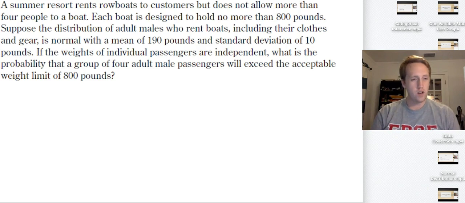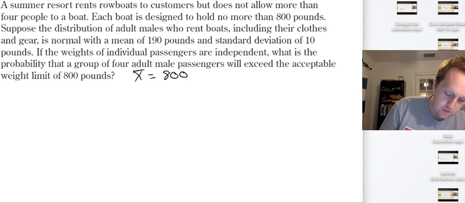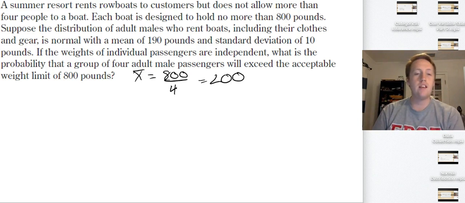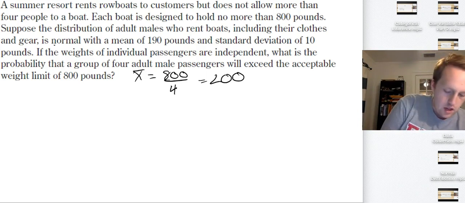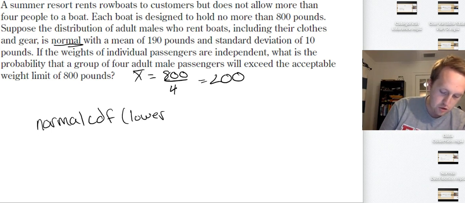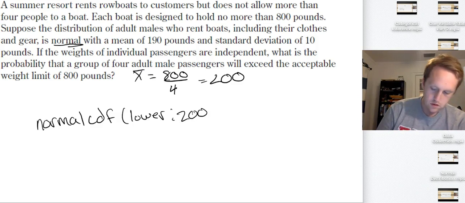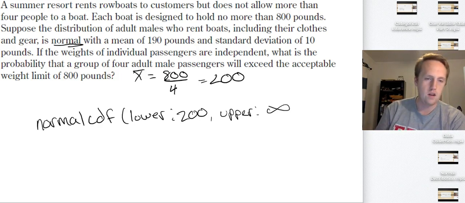Okay, so this one's a little weird because it doesn't really give you an average to consider, but it gives you enough information, right? So x bar for us is going to be 800 divided by 4, which is 200. I want to know the probability that the average male exceeds 200 pounds. Well, they said somewhere in here, yeah, there it is, normal. So I'm just going to do normal CDF. Exceeds means that I need at least 200 per person. Upper, that'd be infinity, even though we can't have an infinitely large person.